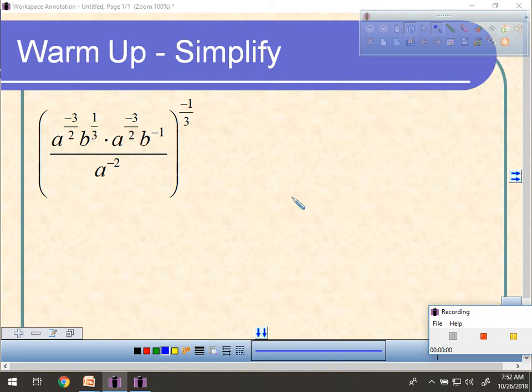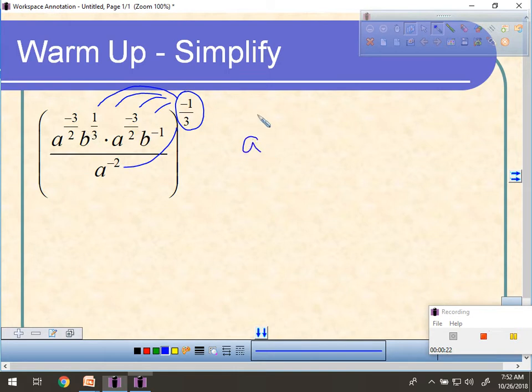So for this, guys, for the warm-up, it wanted you to simplify this expression. What I see here is I've got this expression in parentheses, and it's raised to the negative 1/3. So I'm going to distribute that negative 1/3 power to each one of these expressions. So I'm going to get a to the, and that's going to give me 1/2. Let me erase that. That's going to give me 1/2.